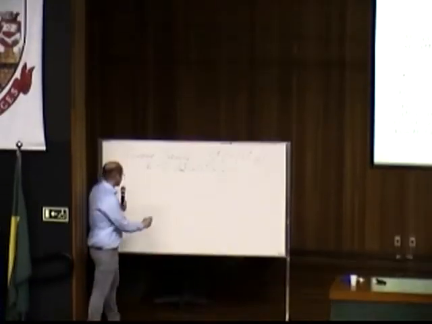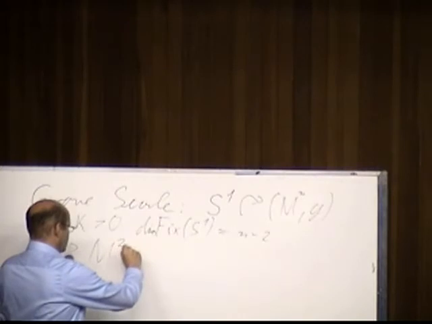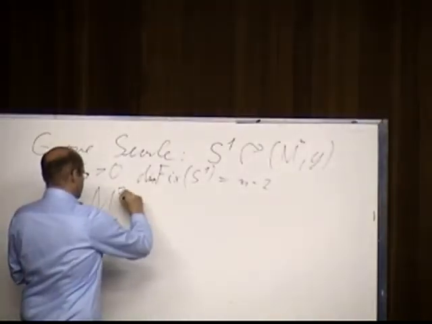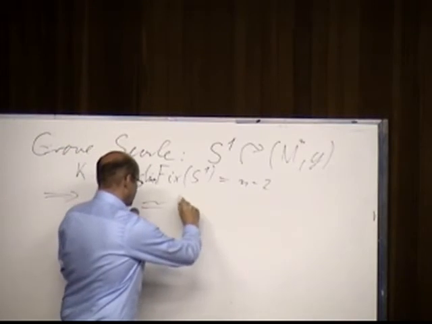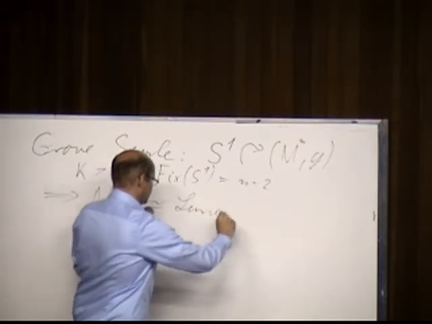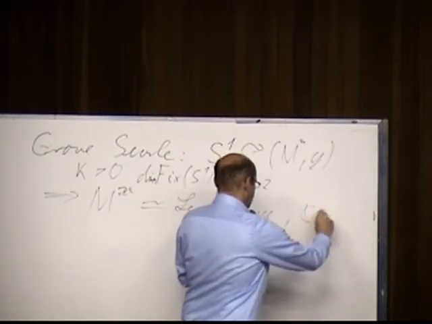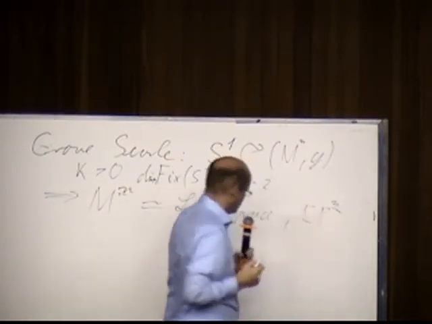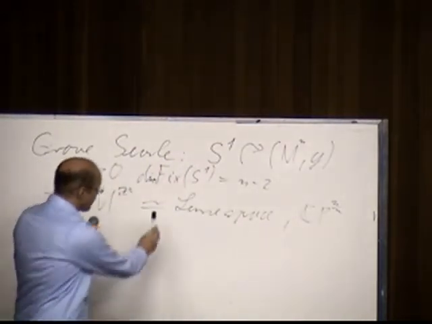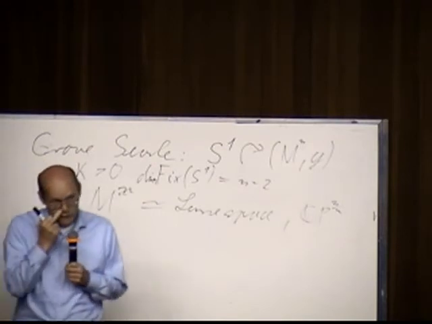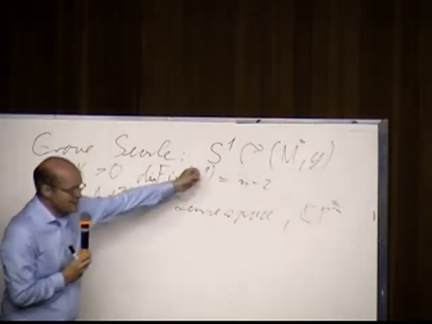Then it follows that M^n is homotopically equivalent to a sphere or CP^(n/2). So actually, it's not just homotopically equivalent, it's equivariantly diffeomorphic, right? So you only need an S^1 action there, but you assume something on the S^1 action.